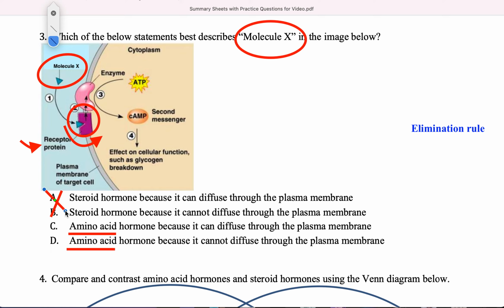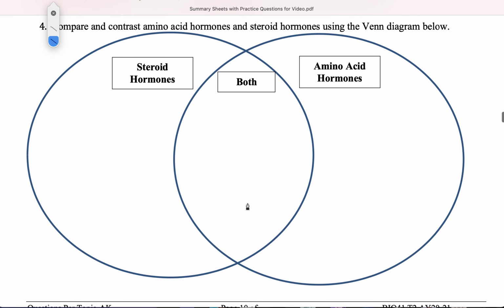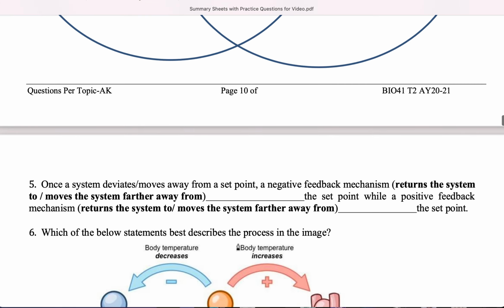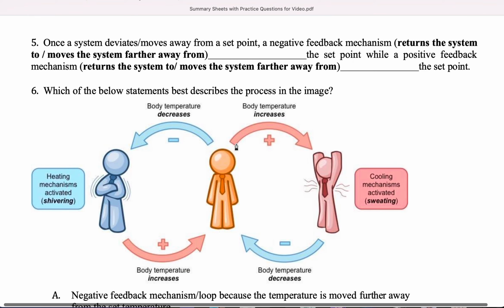Then what is the answer? Okay, so now we can see that amino acid hormone, because it can diffuse through the plasma membrane. No, it cannot diffuse through the plasma membrane. So then it is written over here. It means that the answer is D. Look, by following the elimination rule, you already crossed out 2 options. Then you have only 2 to figure out. You can differentiate between them. We discussed it.